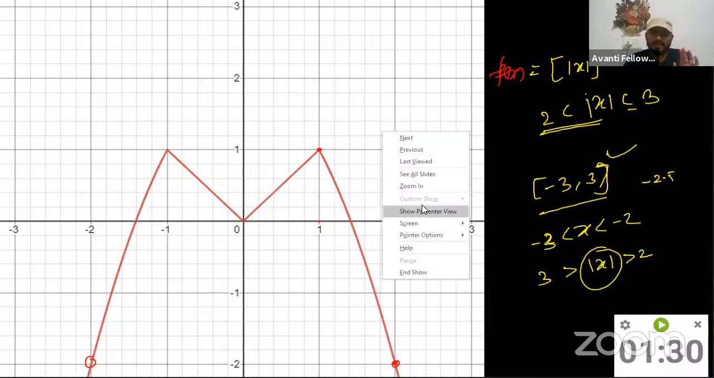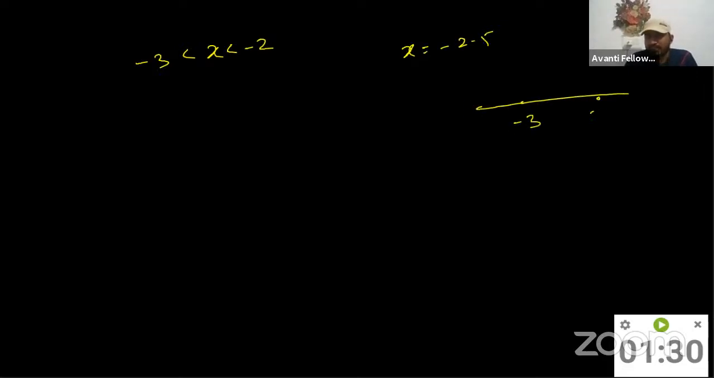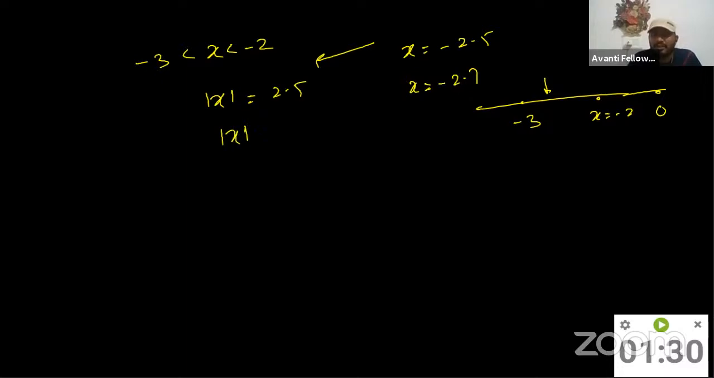Let me give you an actual clear-cut idea. When you take x between -3 to -2, any value, let's say x is equal to -2.5. This is x is equal to -3, this is x is equal to -2, and this is x is equal to 0. Any value between here, -2.5, if I take the modulus of that value, it comes out to be 2.5. If you take x is equal to -2.7, the modulus of this value will be 2.7.